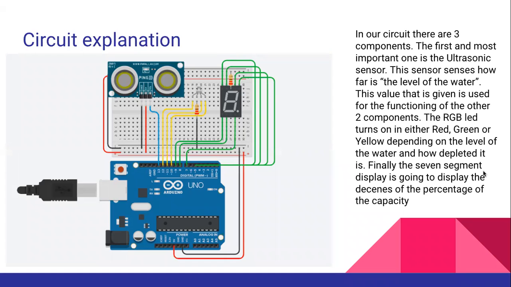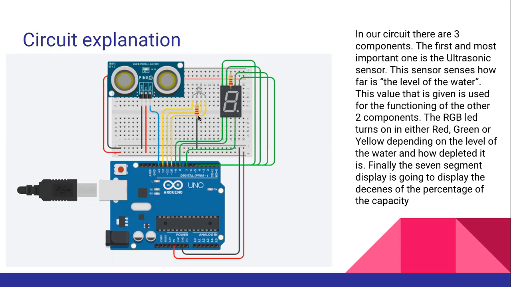In our circuit, we use three main elements. One of the elements was the ultrasonic sensor, which is the most important, because this sensor is going to tell how far the level of the water is, so it can inform the Arduino, so it lets the 7-segment display and the LED inform the state of the level of the water. The LED is programmed to turn on green when the level of the water is acceptable, yellow when the level of the water is medium, and red when the level of the water is low.